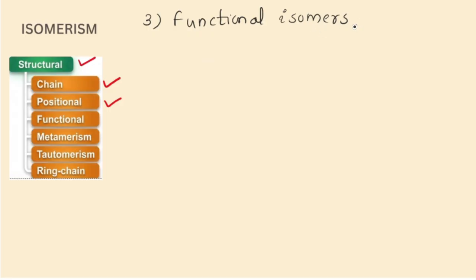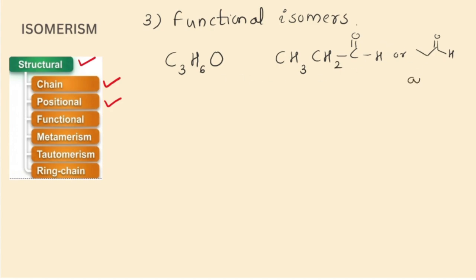Now, what are functional isomers? These are the molecules with the same molecular formula, but they exhibit different functional groups. Let's take C3H6O. For this molecular formula, you can write it as CH3CH2COH. If you want, you can write the bond line structure also. Either way, both are correct, okay? This is nothing but a propanal molecule, right? 1, 2, 3 and aldehyde. Therefore, this is the aldehyde molecule, propanal.